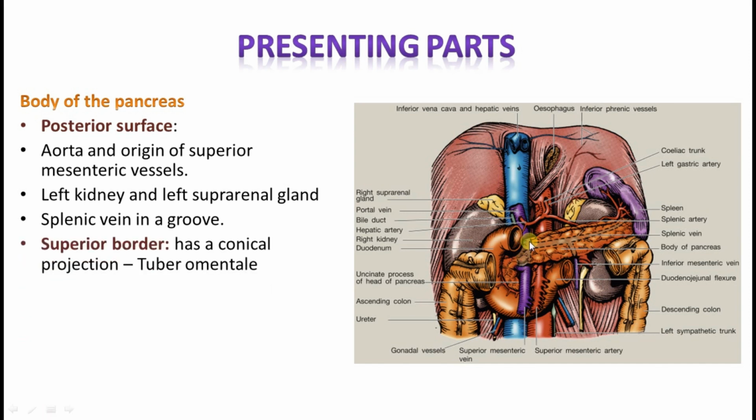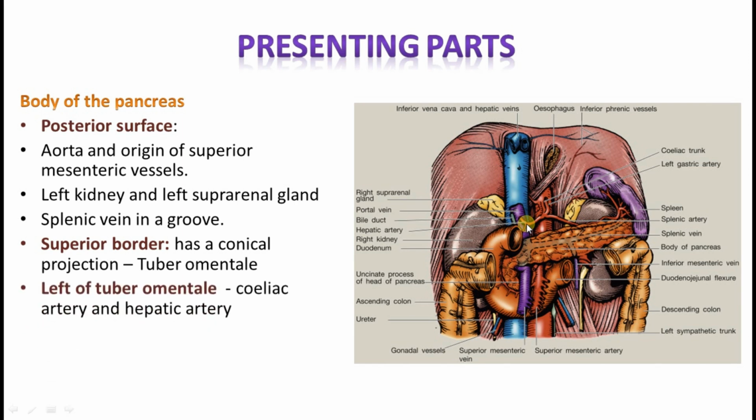Okay. So the superior border again has a projection which is called the tuber omentale. This projection will again face towards a projection in the liver, which is also called the tuber omentale of the liver. Now to the left of the tuber omentale, it is related to the celiac trunk and the common hepatic artery. To the right of the tuber omentale, the superior border is related to the splenic artery.